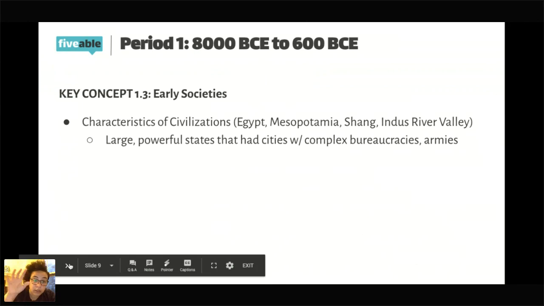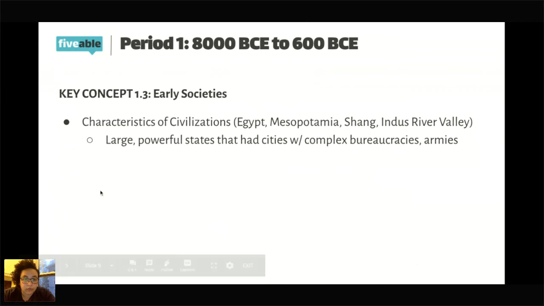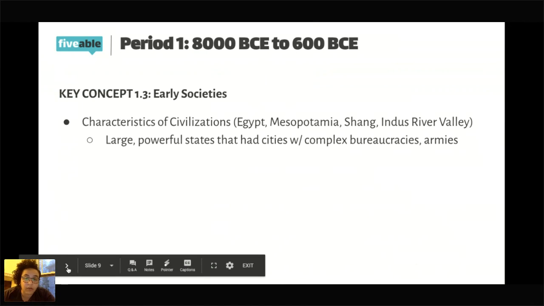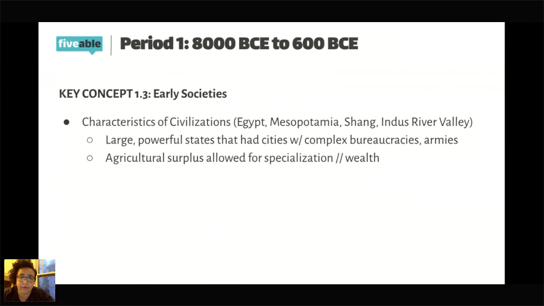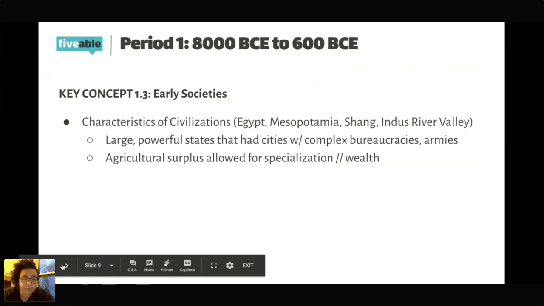And then, of course, you need a large army to protect yourselves. When you have all this surplus, people are going to want to take it over. So you've got to have that defense. We talked about this before. Because you have extra food, now you have specialization of labor, right, and wealth. And so all of these early civilizations had that.